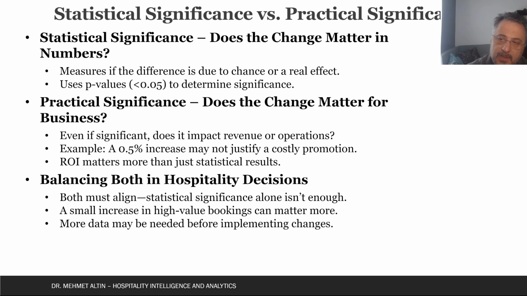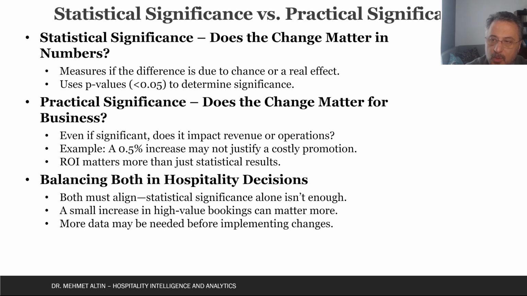I want to talk about this specifically because, as you can see in our example, we're going to talk about statistical significance. But what is the difference between statistical significance and practical significance? Does the change matter in numbers? Statistical significance tells us if the difference we see is real or just random chance. To measure this, we use a p-value.